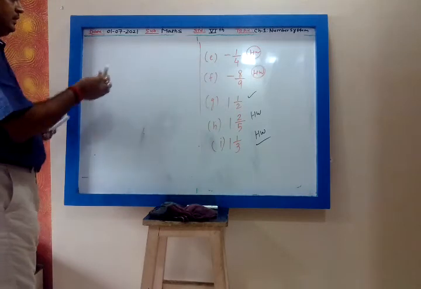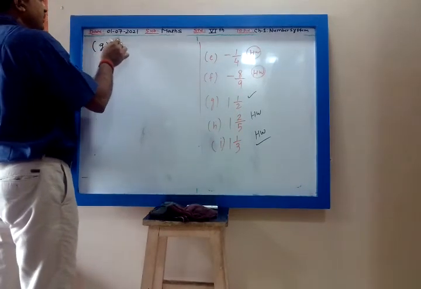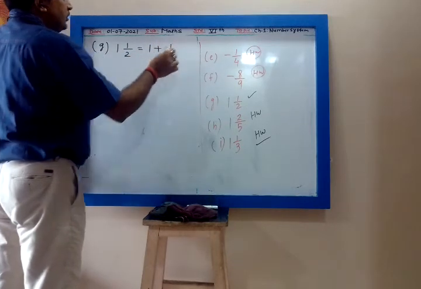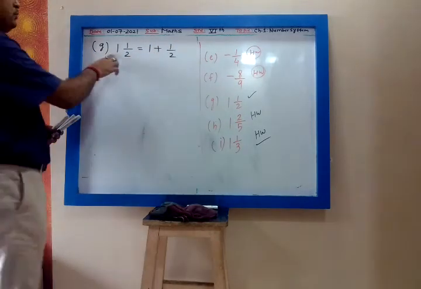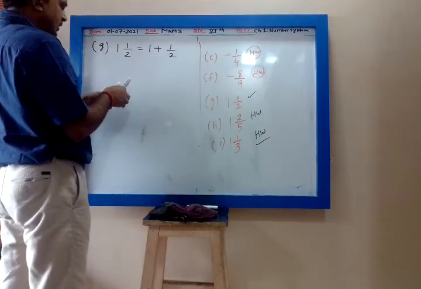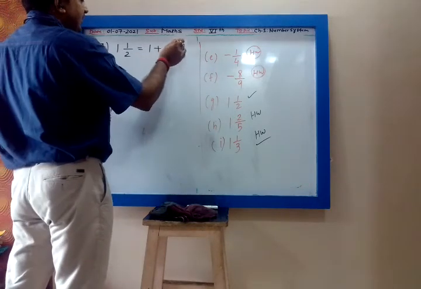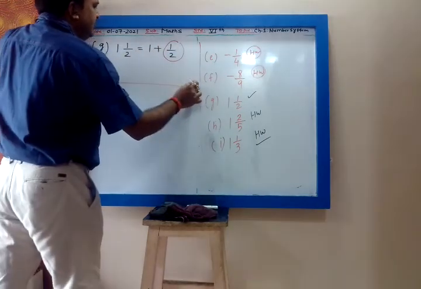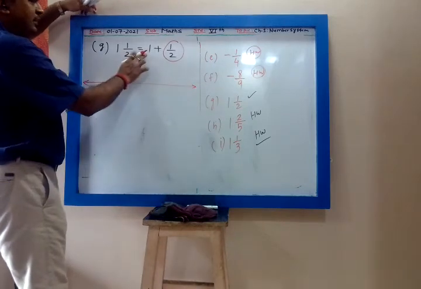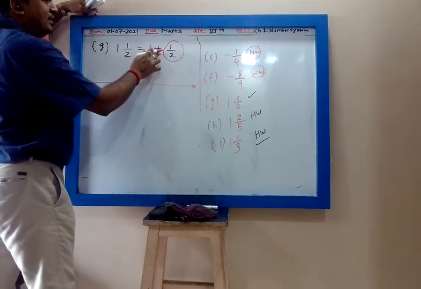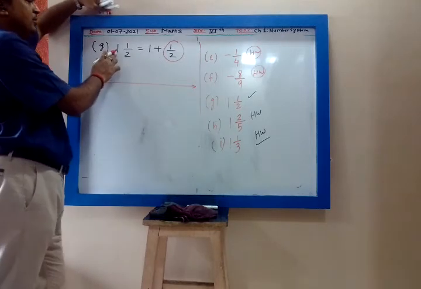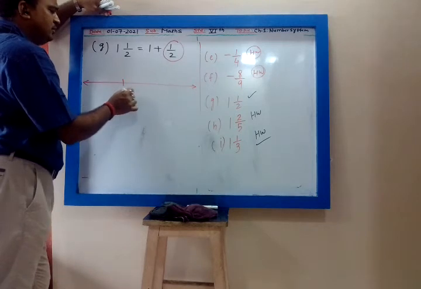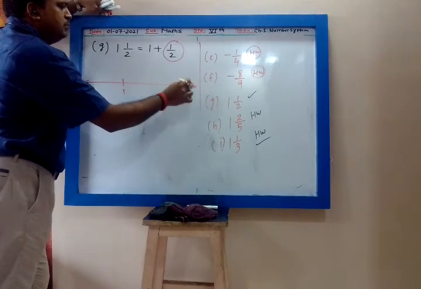So now see this. G is 1 and 1 by 2. You can write 1 plus 1 by 2. Now, this 1 by 2 is a fraction. 1 is not a fraction. So now I will divide the number line between, it is more than 1, my dear. 1 and 1 by 2 is more than 1. So I will divide the number line between 1 and 2.